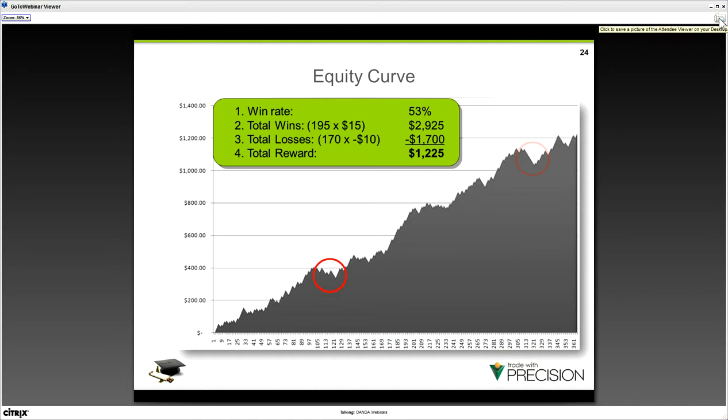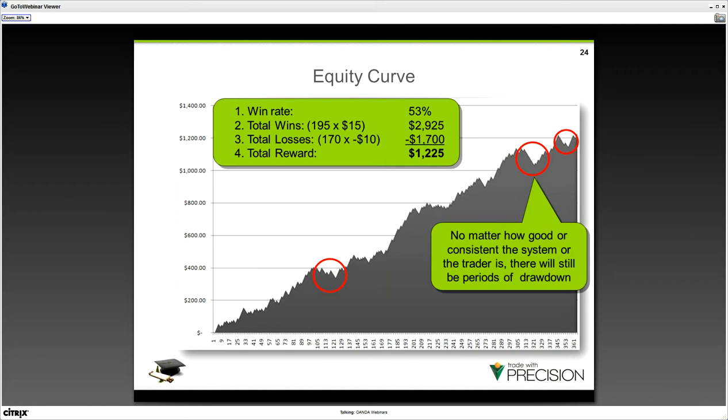So if we're thinking in probabilities, then let's go ahead and consider our equity curve to see how our profits stack up from that game. The win rate, as you recall, was 53%. So that means we had 195 total wins at $15, giving us $2,925 in gross winnings. And with 170 total losses at $10 each, we had $1,700 in gross losses. All right, so you net that out, and we end up with $1,225 profit on the game.